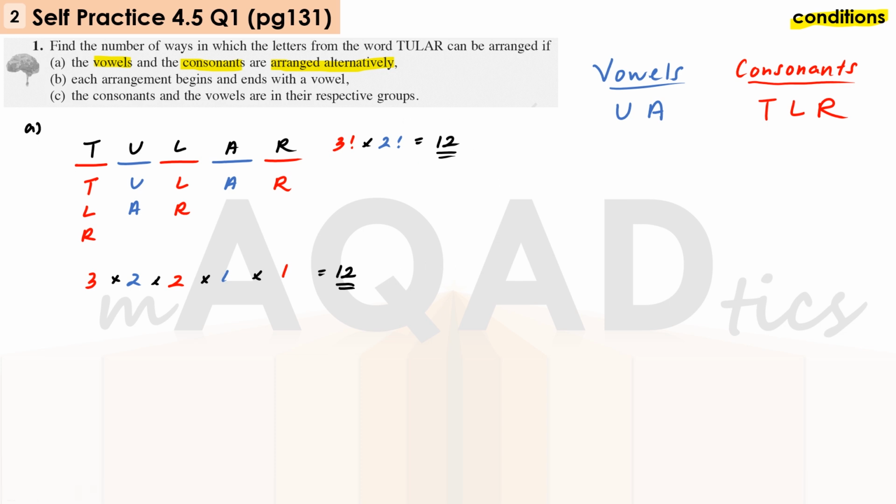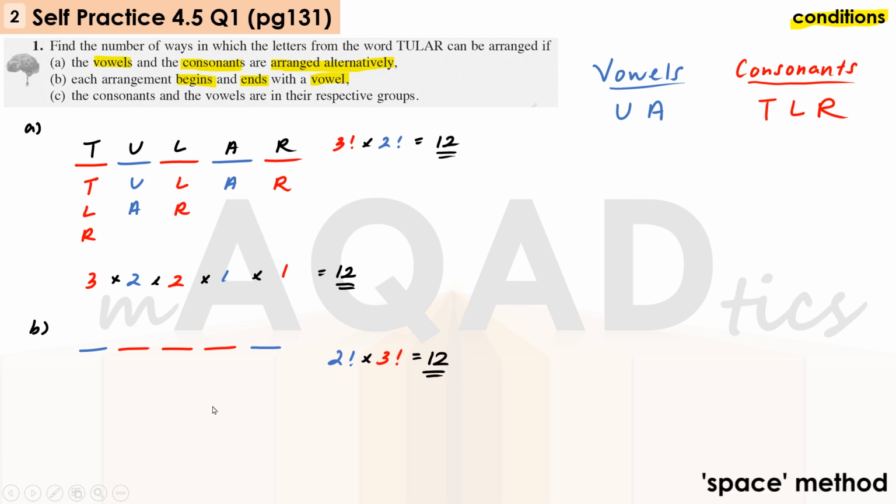And for part B, the condition is that the arrangement must begin and end with a vowel. This means the first blank space and the last blank space must be vowels. To find the number of ways, 2 vowels are arranged in these 2 blank spaces, which is similar to part A, so we multiply 2 factorial. And for these 3 blank spaces, we arrange all of the consonants T, L, and R, similar to part A as well, so we multiply 3 factorial. So the answer will also be the same, which is 12.